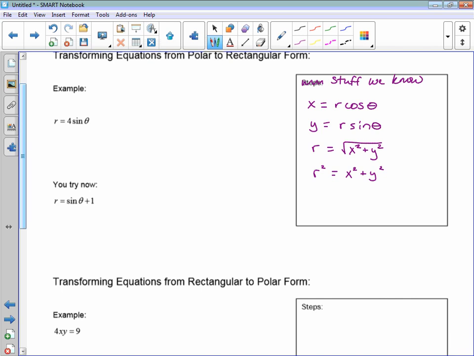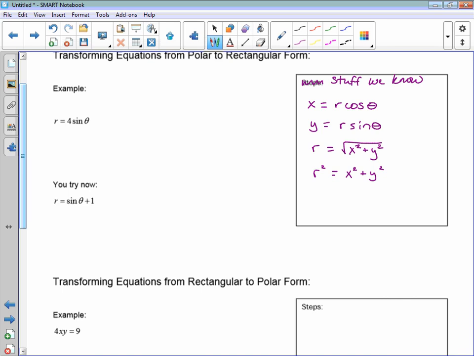Alright guys, so let's go through the first one together here. We are given r equals 4 sine of theta. You'll get to a point where you will immediately recognize that, and you'll know exactly what the graph of that looks like. We are clearly not there yet. So we're going to turn it into a rectangular form because you do know the rectangular equations, I hope.